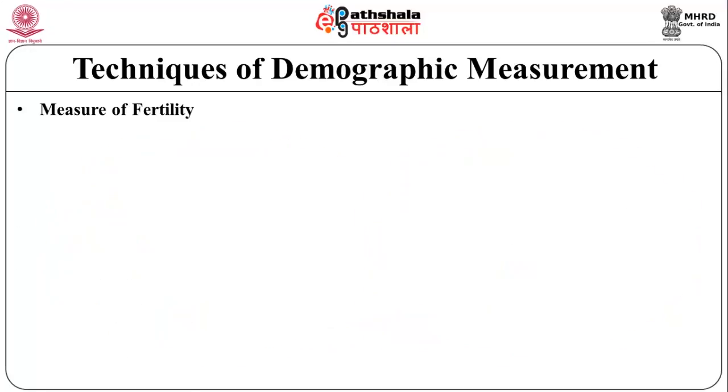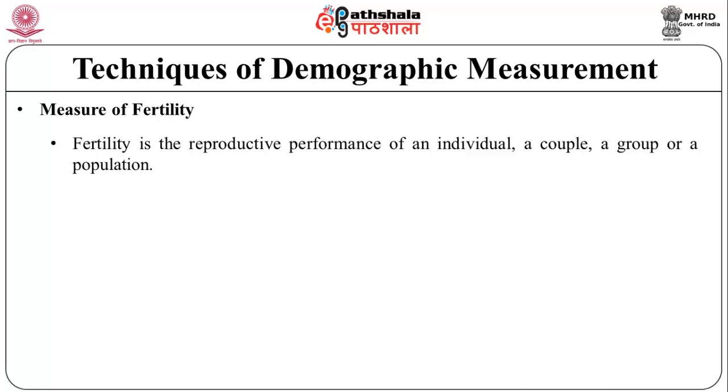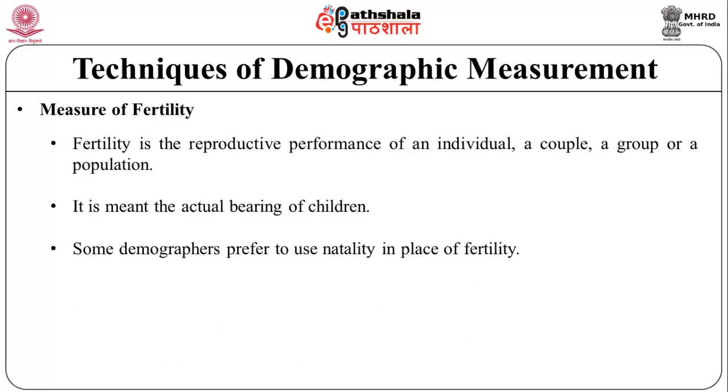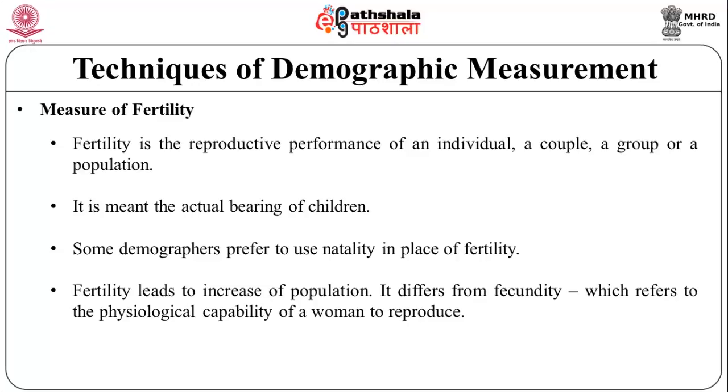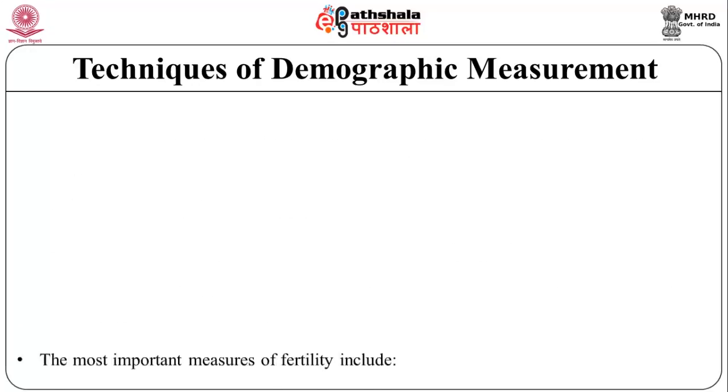Now, measures of fertility. Fertility is the reproductive performance of an individual, a couple, a group or a population. It means the actual bearing of children. Some demographers prefer to use natality in place of fertility. Fertility leads to an increase of population. It differs from fecundity, which is defined as the physiological capability of a woman to reproduce. So the faculty of a woman to reproduce is fecundity, and how many times a woman produces a live birth is fertility.